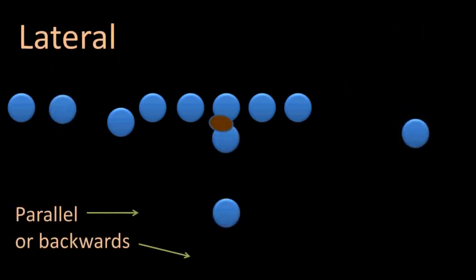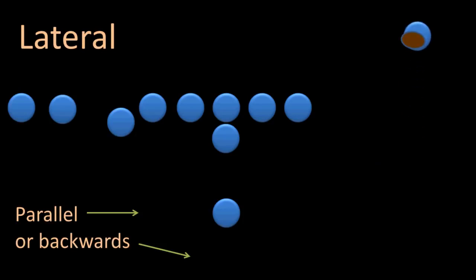A lateral is a type of play we just described, where the ball is thrown parallel with the line of scrimmage or backwards. In fact, this is one type of ball movement that can be made at any time by any player with the ball. You can always pitch the ball back to a player behind you.